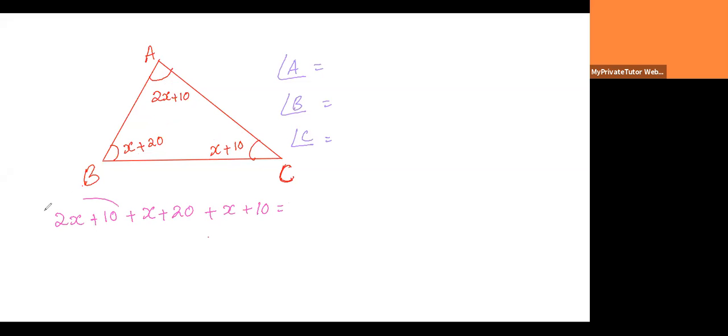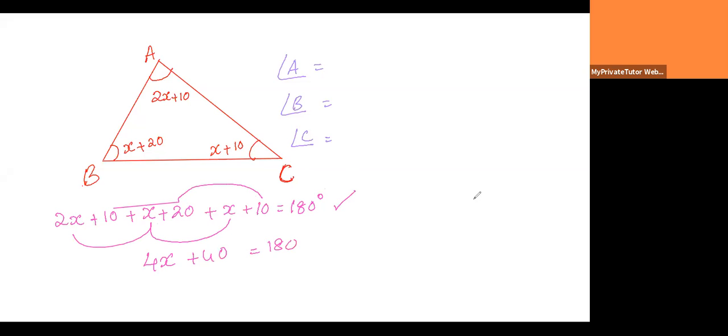Okay, see, we are going to add all these three angles because the sum of three angles adds up to 180 degrees. Understand this step? Okay, then combine like terms: 2x plus x plus x is 4x, and then 10 plus 20 plus 10 is 40, guys.